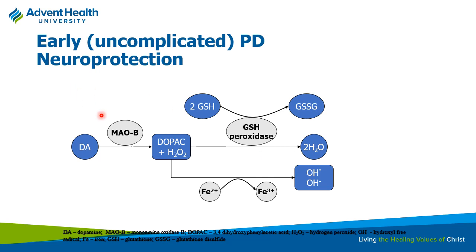So again, by blocking this, one, you fix some of the symptoms they're having because they have more dopamine available, and then two, you decrease the oxidative stress, and hopefully you keep that neuron around for longer.